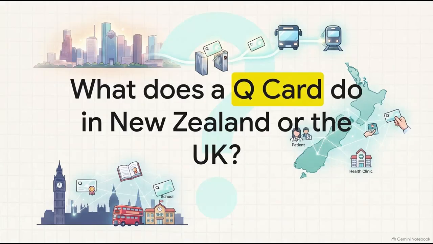Okay, so the Houston Q Card gets you downtown, but what exactly does a Q Card do if you're standing in New Zealand or the UK? It turns out this simple transit card shares a name with a completely different set of global networks, and this poses a really fascinating question about how digital registration systems are branded and architected all over the world. Let's see how these exact same two words unlock totally different doors depending on where you are on the map.